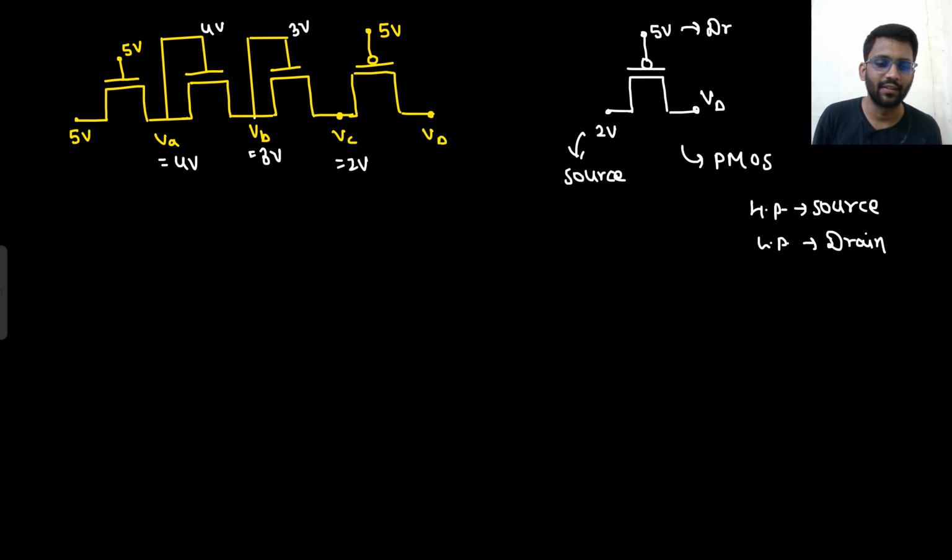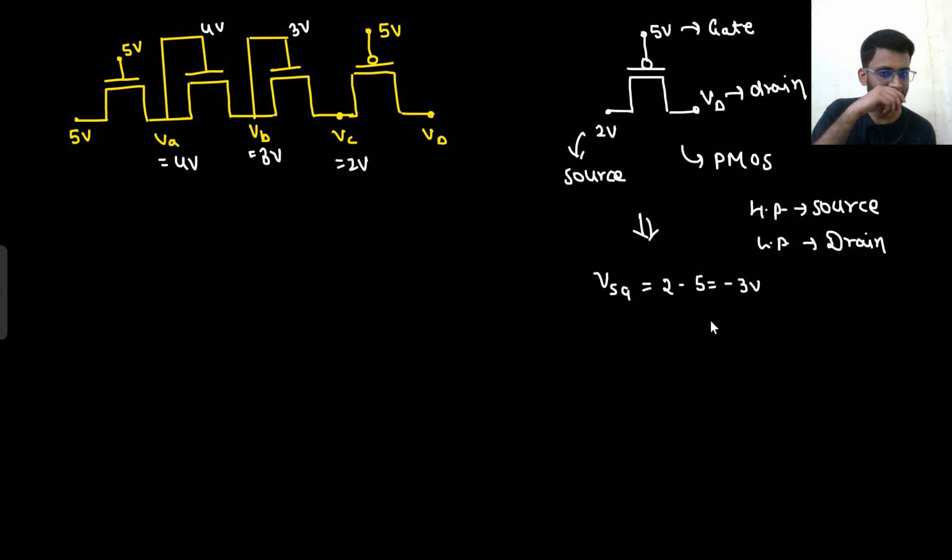Sorry, gate. There is no doubt about that, this will always be gate. So here in this case, what is your VSG? VSG is 2 minus 5, that is equals to minus 3 volt. 2 minus 5, that is equals to minus 3 volt. That means your MOS is off.